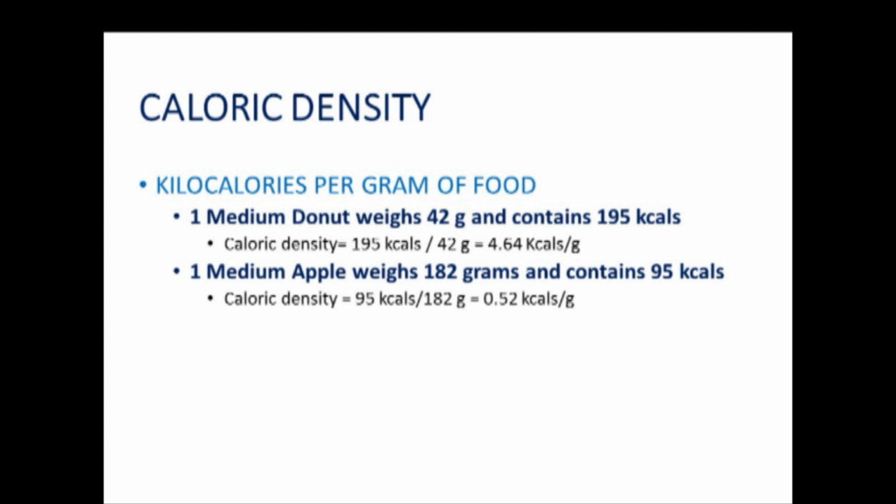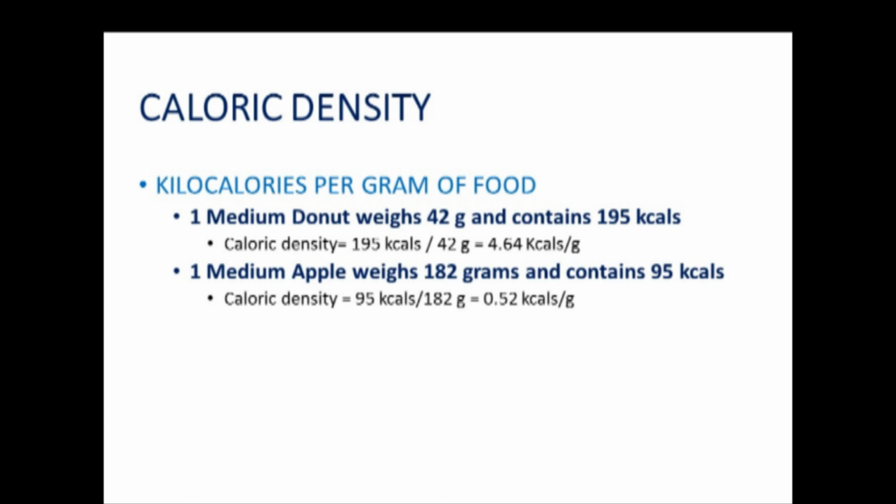Now, by comparison, caloric density is a little different. It's the number of calories per gram of food. So, for instance, one medium donut weighing 42 grams has 195 calories. Well, the caloric density of the donut is 195 calories divided by its weight. So what we're getting is 4.64 calories per gram.